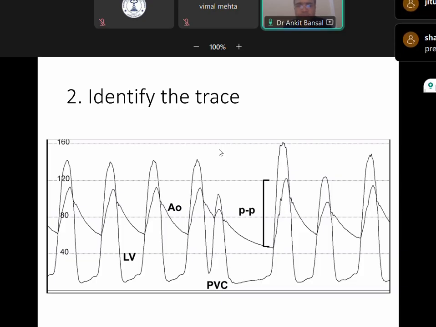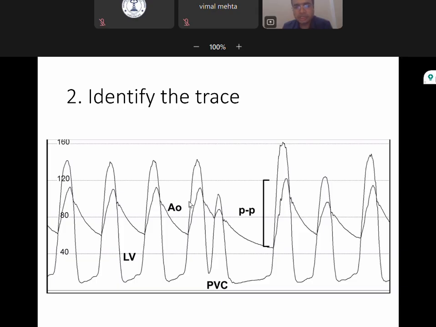So somebody gave some answer. So to begin with, how will you explain this trace in exam? So this is again a case where LV and aortic pressures are being shown simultaneously. There is a clear-cut resting gradient between the aortic pressure and the LV pressure. So this is again a case of LV outflow tract obstruction. Then a premature ventricular beat came. What happened after the premature ventricular beat is your concern.